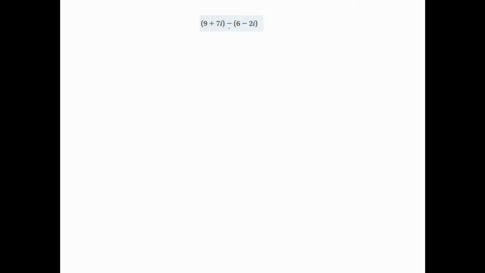And I see this minus sign, so I want to distribute. And I'm going to continue to treat these i's basically as variables. So the parentheses here does not matter. There's nothing to distribute in front of those. So 9 plus 7i minus 6, because minus times a positive 6 is -6, and plus 2i.